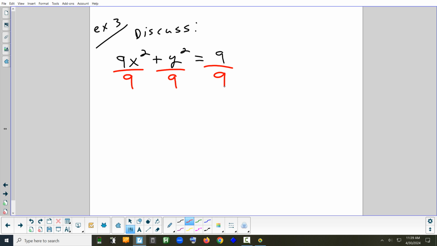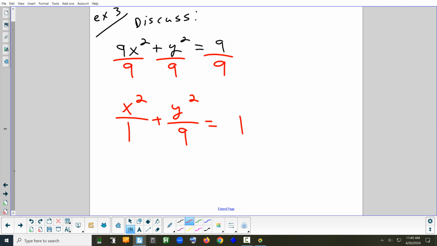And this is going to make the A and the B a lot easier to see. So would it be like a circle? This one's not going to be a circle because it's not like we have 9x squared plus 9y squared equals 9. In that case, we would have had a circle. But we're going to have x squared, but we still need something in the bottom. So what could we leave in the bottom? 1. Yep, x squared over 1 plus y squared over 9 equals 1.